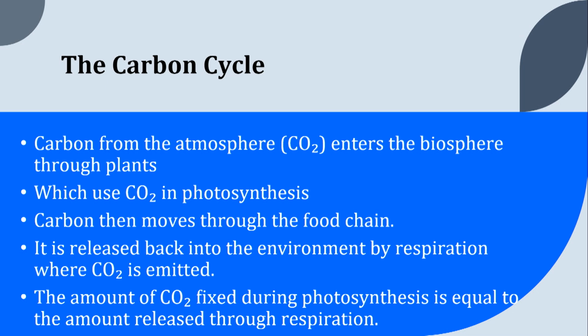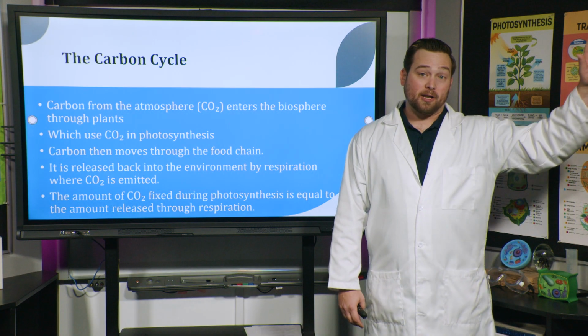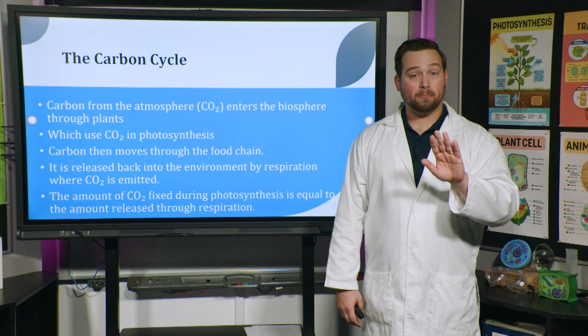The carbon then moves through the food chain. So when that cow eats the grass, it's consuming that carbon, so it moves through the food chain. It's then released back into the environment by respiration, where CO2 is emitted. So imagine you have a cow that ate some grass. The carbon dioxide started in the atmosphere. It then moved into a plant.